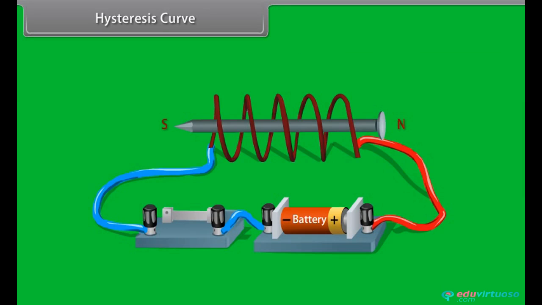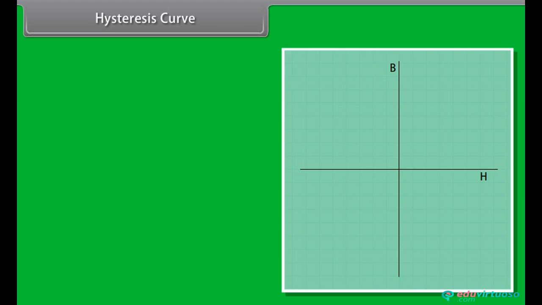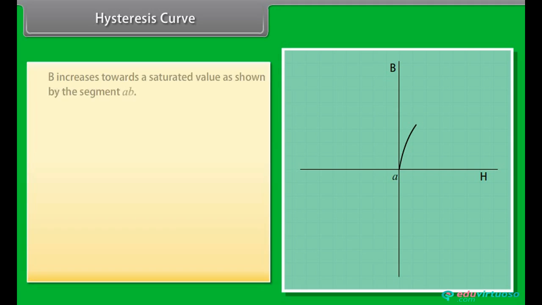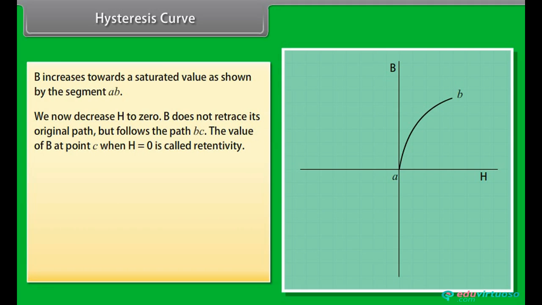We consider a ferromagnetic material inserted in a solenoid. Initially, both H and B are 0. We increase H by increasing the current. The magnetization and hence B increases to its saturated value as shown by the segment AB. We now decrease H to 0. B does not retrace its original path but follows the path BC. The value of B at point C when H is equal to 0 is called retentivity.